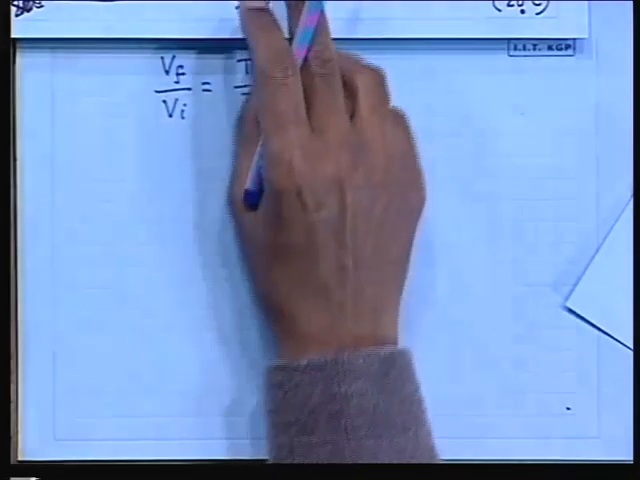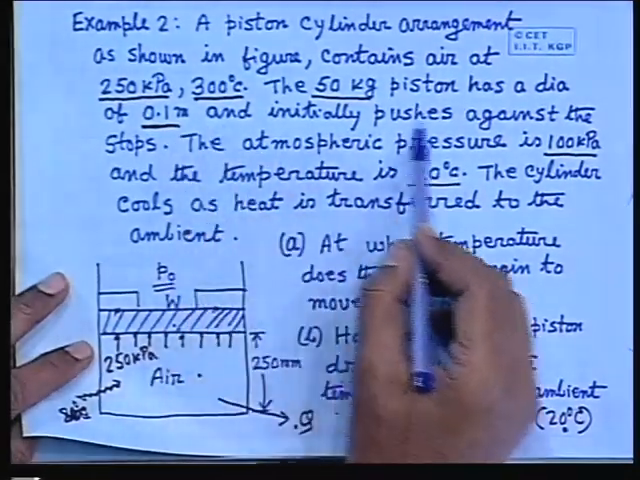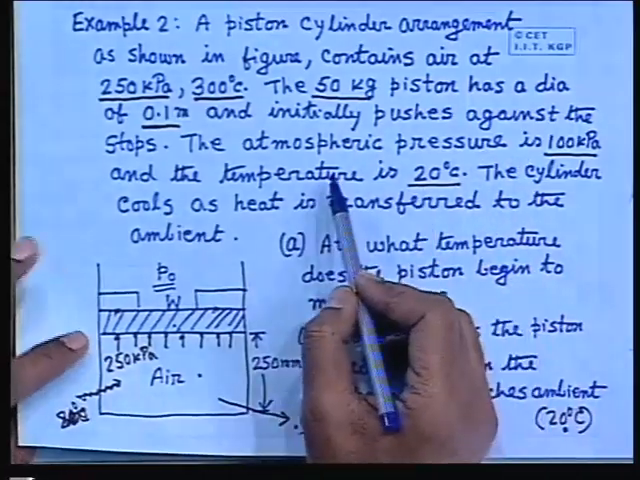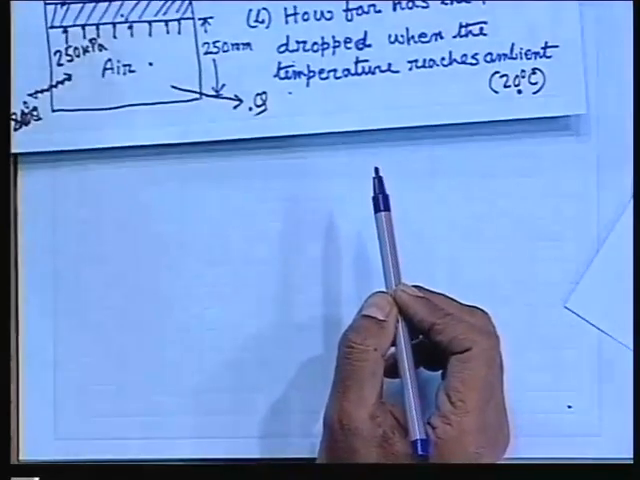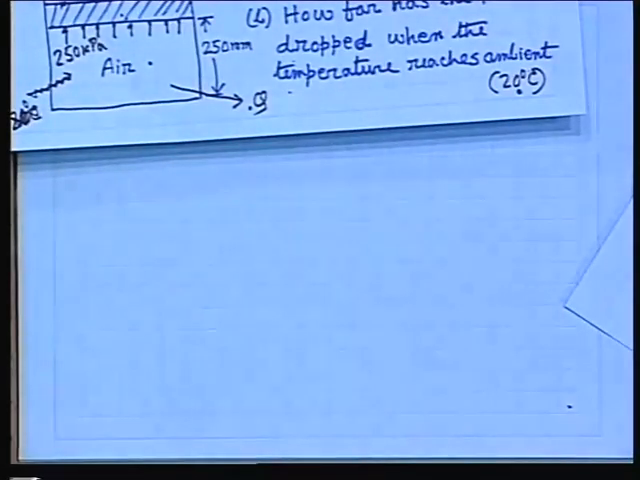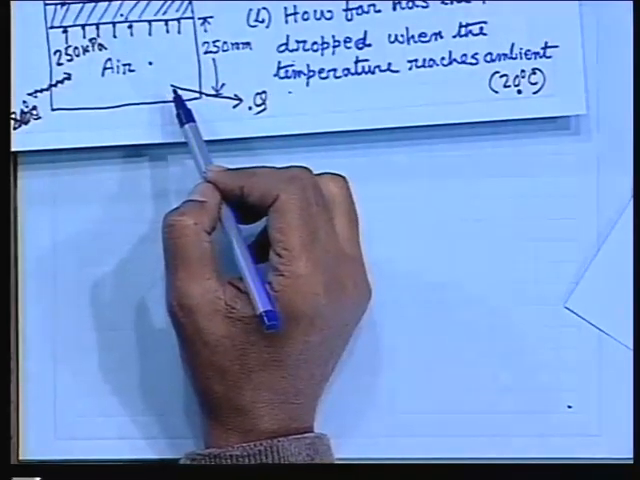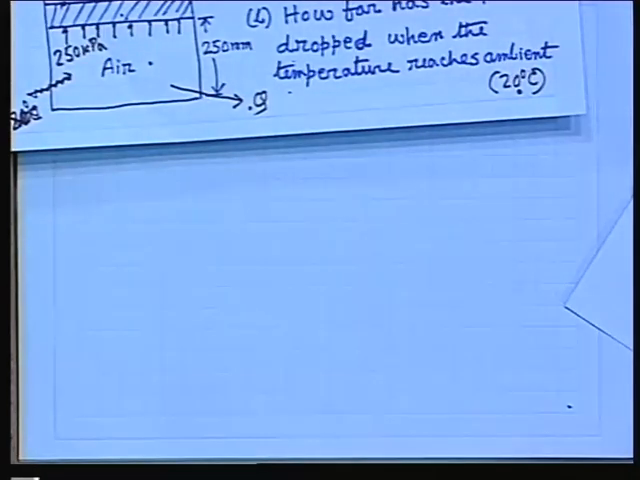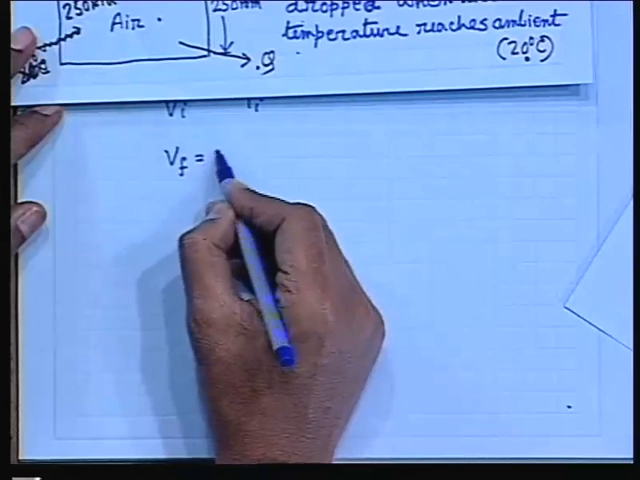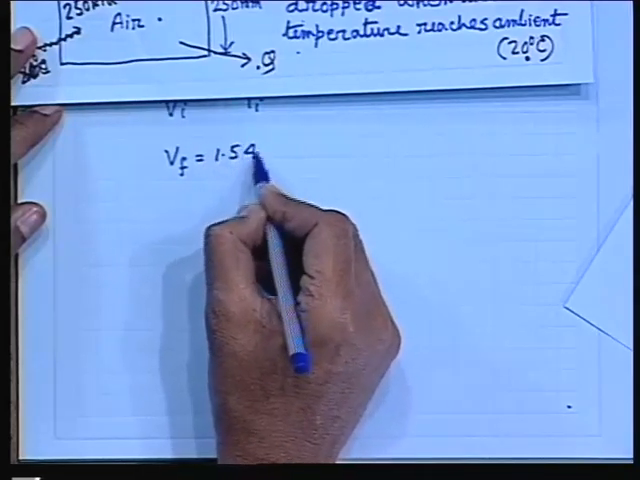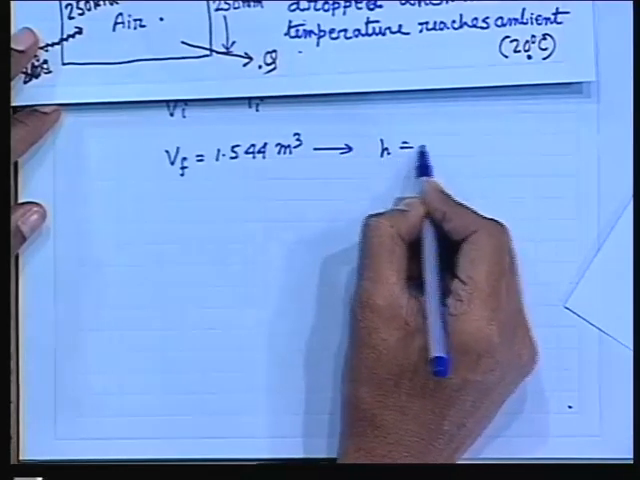We know Vi. Vi is not known. Initial Vi is not known. Just a minute. So initial Vi is known. So therefore we can find out the Vf. I am telling that the value of Vf is 1.544 meter cube, which gives H as 0.